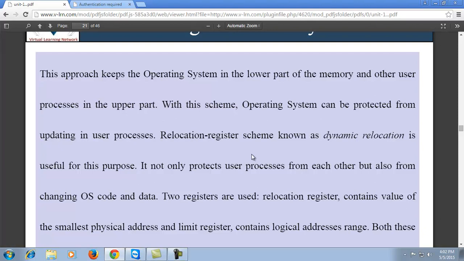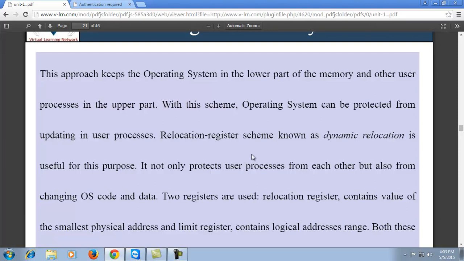The relocation register scheme, known as dynamic relocation, is useful for this purpose. It not only protects user processes from each other but also from changing operating system code and data. Two registers are used. The relocation register contains the value of the smallest physical address, or you can say the base address, and the limit register contains the logical address range, or you can say the upper address range.